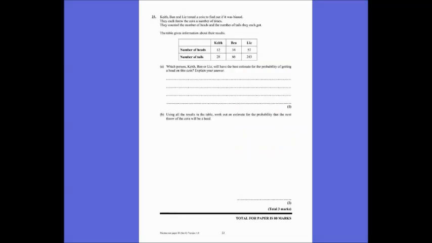Question 23. Keith, Ben and Liz tested a coin to find out if it was biased. They each threw the coin a number of times and they counted the number of heads and tails they got. The table shows this information. Which person, Keith, Ben or Liz, will have the best estimate for the probability of getting heads? You must explain your answer. So Keith did it 40 times, if you add those two together. Ben did it 100 times and Liz did it 300 times. So you can see that Liz will have the better estimate as she did the experiment more times. So the more you do it, the closer you're going to get to what actually should happen.